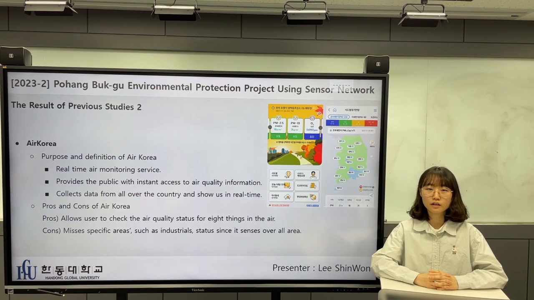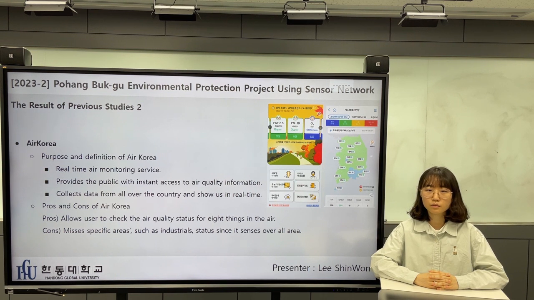Air Korea. Our second research is Air Korea, which is a real-time solution. It is operated by the Korea Environment Corporation and designed to provide the public with instant access to air quality information. It collects data from all over the country and shows us what's happening in real time. This system is like a guard, protecting us from the bad air.